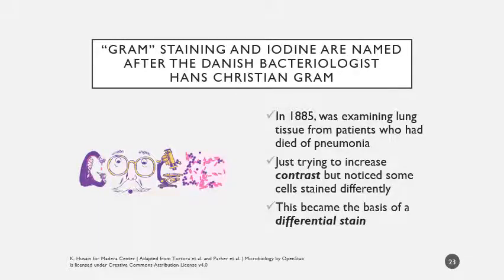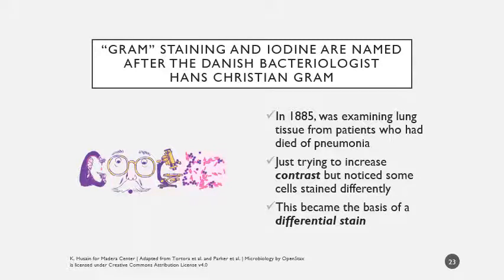Gram staining refers to the last name of a Danish bacteriologist named Hans Christian Gram. So gram staining and Gram's iodine are both named after him. In the late 1800s, he was looking at lung tissue, lung biopsies from different patients who had died of pneumonia. Pneumonia can be caused by many different things, and he was trying to figure out, maybe for them atypical pneumonia, not really sure what was causing it.